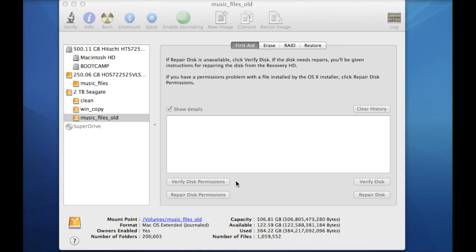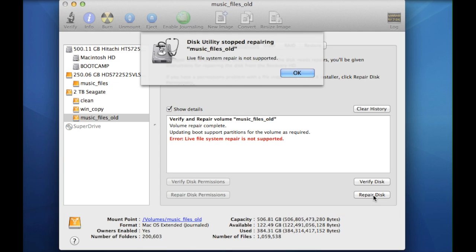Despite being a pretty competent technical support person for Macs and other pieces of equipment, I'm unfortunately not immune from the general vagaries of disk issues. A couple of days ago I was working on one of my websites, which is stored on my music files directory, and suddenly half of the site disappeared. So I opened Disk Utility on the Mac, I ran a repair on it, and this is the message I got. Disk Utility stopped repairing, music files old, live system repair is not supported.